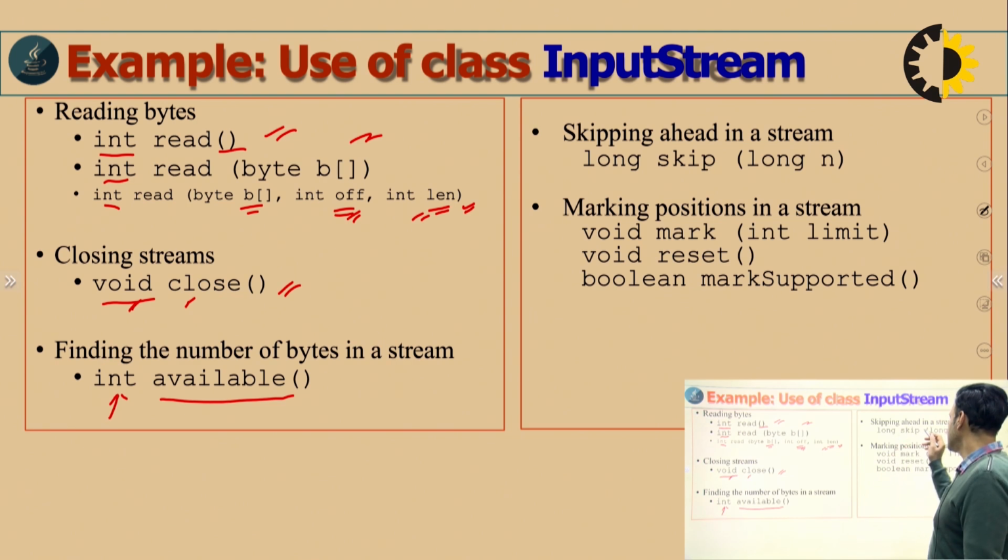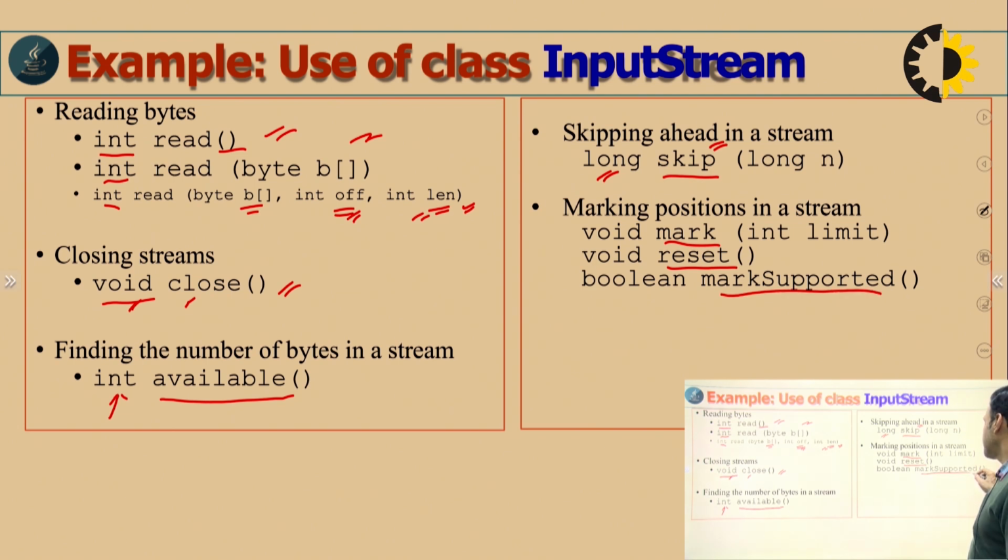If we want to skip ahead in a stream, leaving some number of bytes, then we will use this skip function, which has return type long, okay? And we can move in between by marking positions in a stream. How are we going to mark the positions? Using this mark function. Reset will reset the value. It will go to the start of the stream. The pointer will move to the start of the stream. Then there is markSupported; its return type is boolean, right?